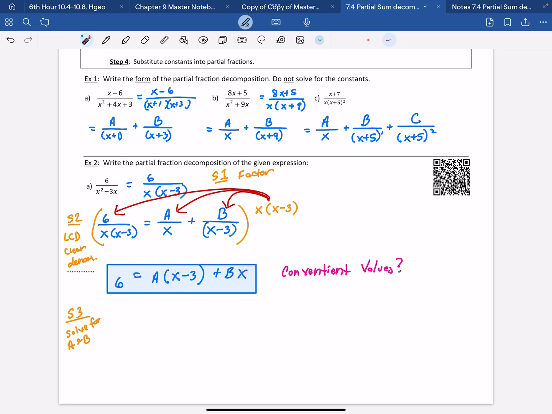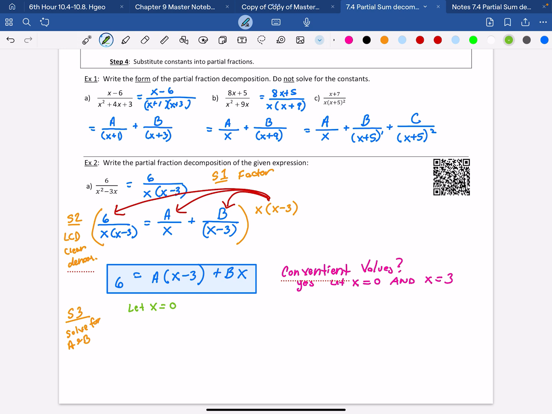So this is a perfect example where we can use convenient values in order to wipe out another variable and be able to eventually solve for those two, A and B. So are there any convenient values? Yes, there are. We're going to let x equal 0, and we're going to let x equal a positive 3. All right, so we're going to do that in both of these cases. So let's go ahead and do that. I always write down what you're doing. Let's start with letting x equal 0.